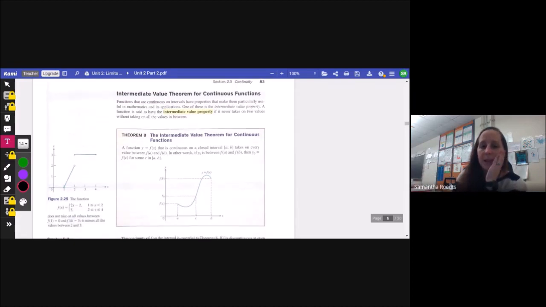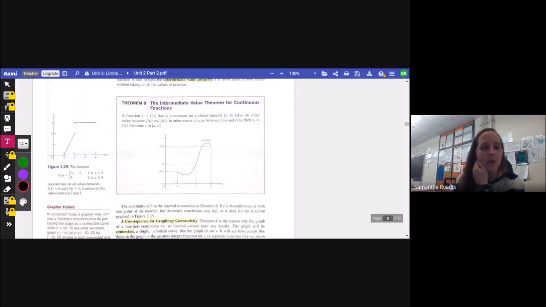Okay. So theorem 8, the intermediate value theorem for continuous functions. A function y equals f of x that is continuous on a closed interval from A to B takes on every value between f of A and f of B. In other words, if y naught is between f of A and f of B, then y naught equals f of C for some C in A to B. Basically, I can pick any point in this function. They picked this point right here. That means that value of y equates to some value on the x.